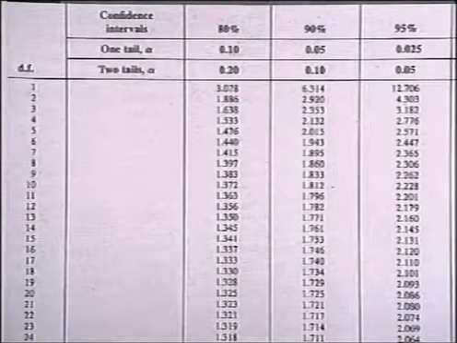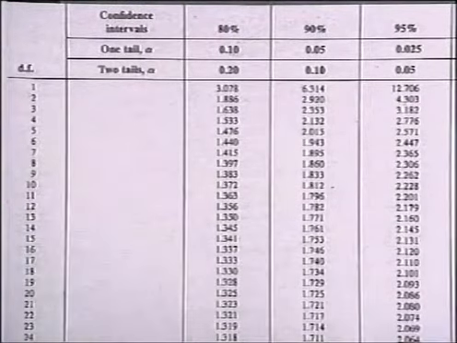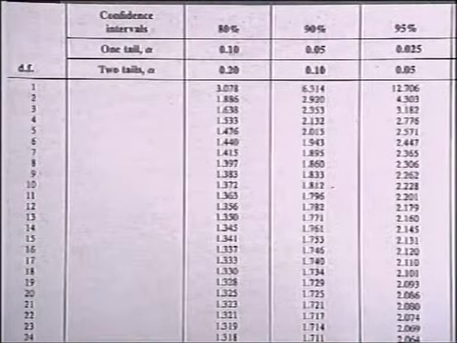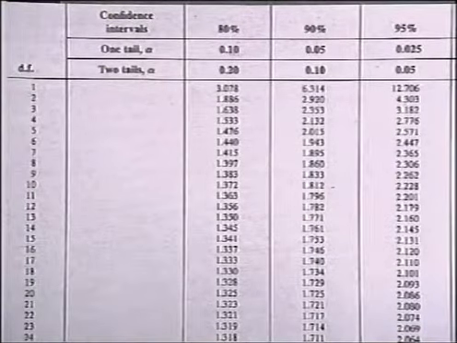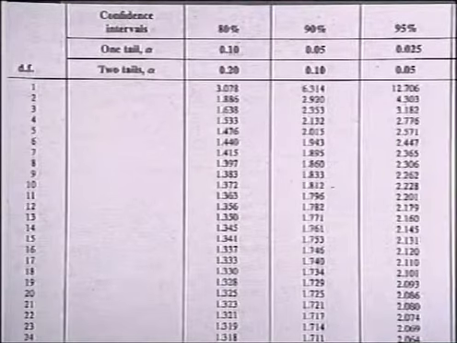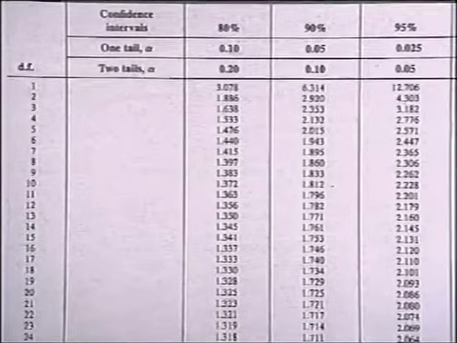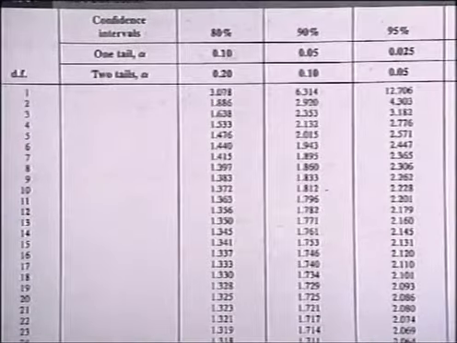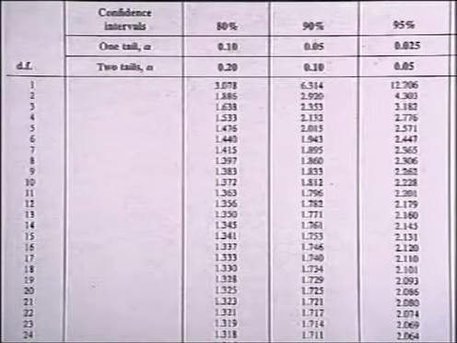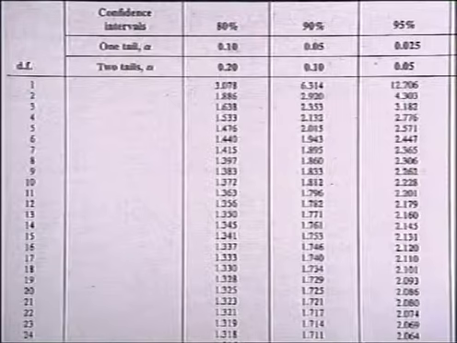What's this DF down the left-hand side? This is my degrees of freedom. And for a t-test, it is defined as n minus 1. N is the size of the sample. So if I took 25 people, if I had a sample size of 25, the degrees of freedom would be 24, one less than 25.